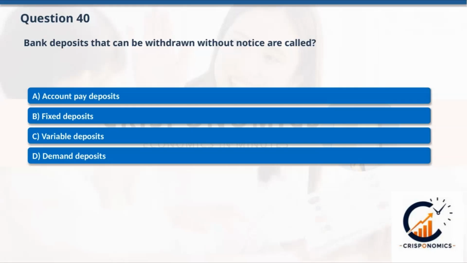Let's talk about bank deposits you can access anytime, without giving notice. These are called demand deposits. Unlike fixed deposits, which lock your money in for a set period, demand deposits let you withdraw funds whenever you need. Variable deposits can change terms, and account pay deposits are less common terms. So, when you want flexibility and instant access, demand deposits are the way to go.